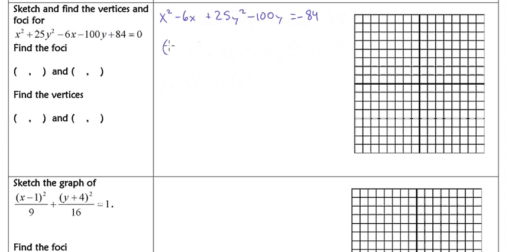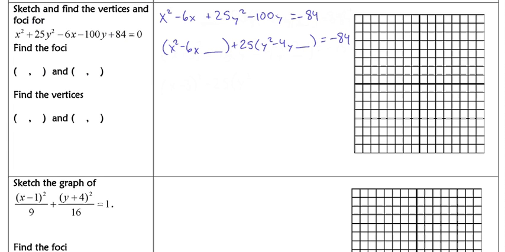So we'll have x squared minus 6x, and then space, plus. Now on the y terms, we need a coefficient of 1 again, so we're going to factor out a 25 from each of these two terms. So 25 times y squared minus 4y, and again, I'm going to leave a little blank here for the term that we're going to add in for completing the square. And that's all still equal to negative 84.